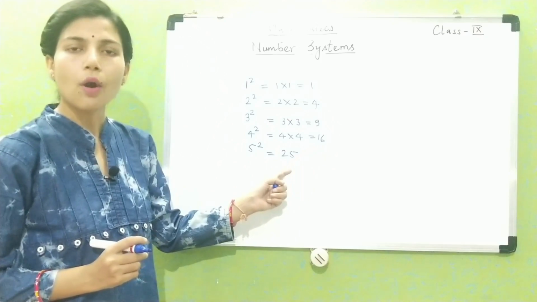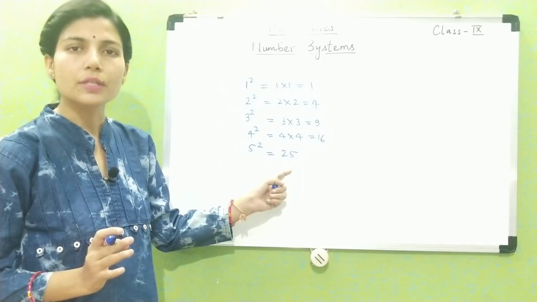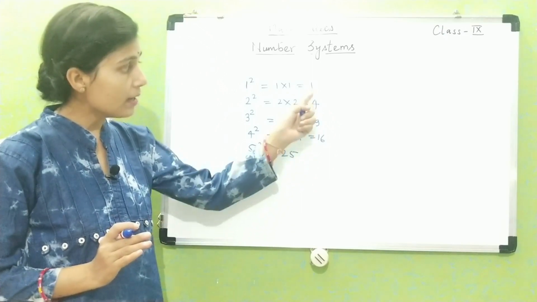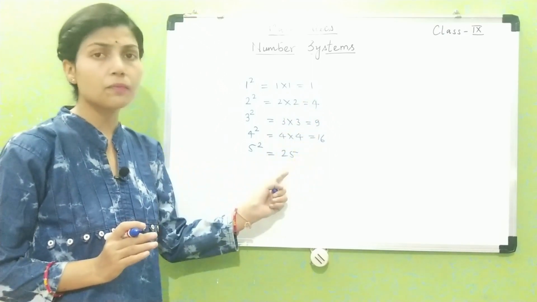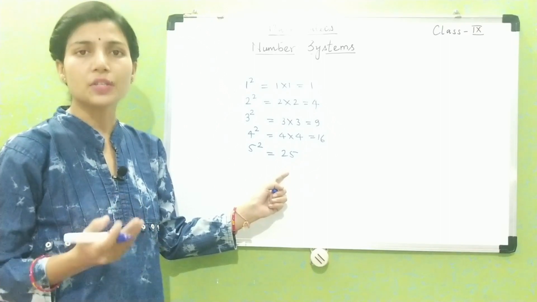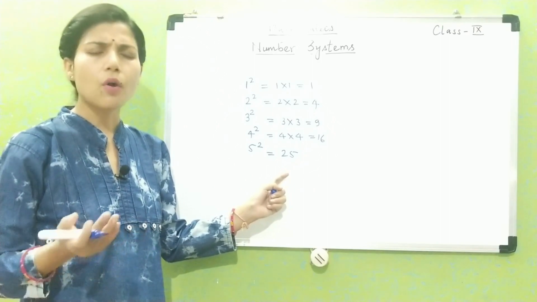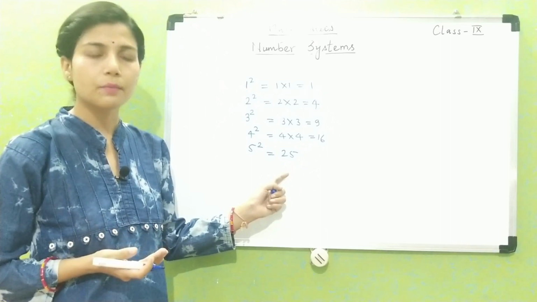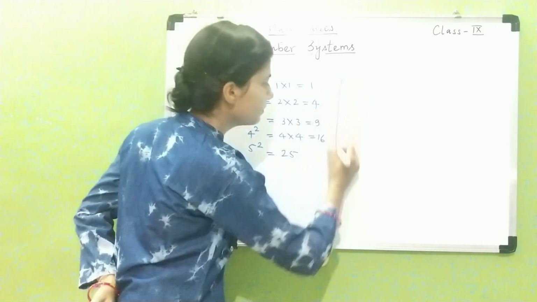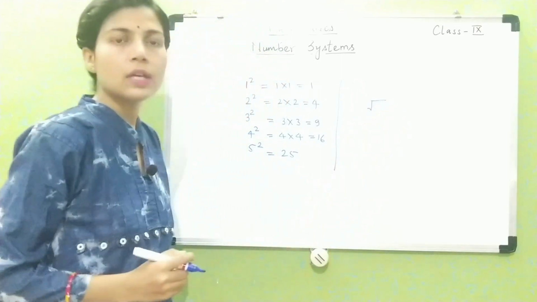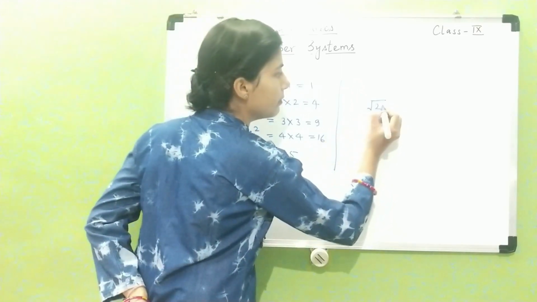These are all perfect square numbers. What are these numbers? These are perfect squares: 1, 4, 9, 16, 25, 36, 64, 81, 100. These all are perfect square numbers. If I write square root of 25.